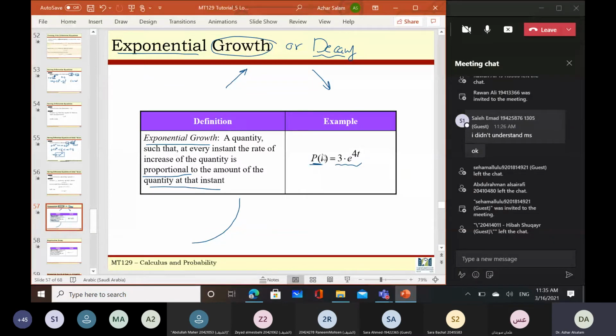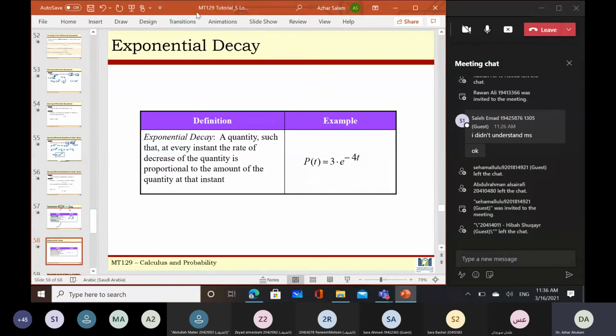function b of t. Of course, when I have t, as most of the time, it's about the time. Okay, t is for the time. Notice here that this number is positive. Okay, if it's positive, so it's a growth or increasing. Okay, but if it's negative, I will have, like this example, it will be a decay. Okay, this is the same definition but it will be decrease. Okay, this is the exponential decay.